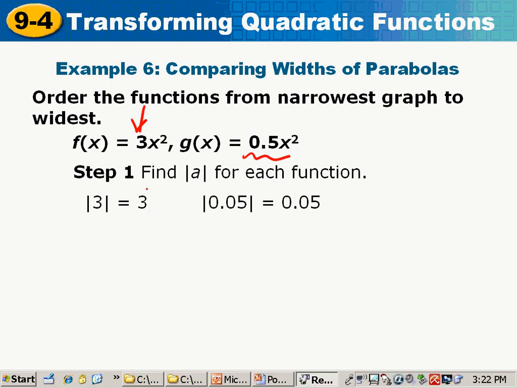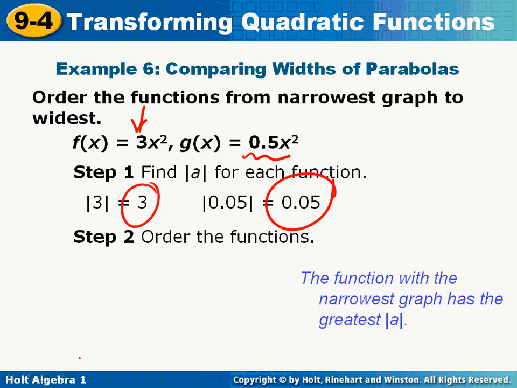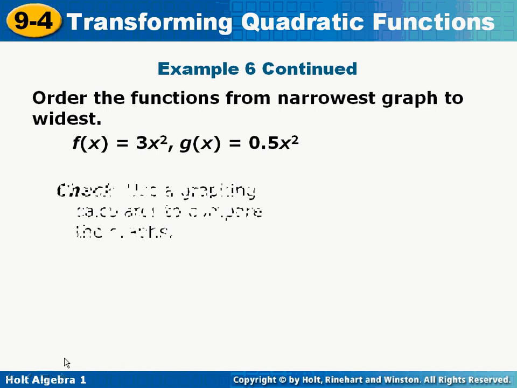Now, since 3 is larger than 0.5, what's going to happen is the 3 is going to be more narrow and the 0.5 is going to be less narrow. Since it says from narrowest to widest, 3x squared is the narrowest and 0.5x squared is the widest. And this has a mistake right here. All right, example 6 continued. To order these, we would just put them in order.